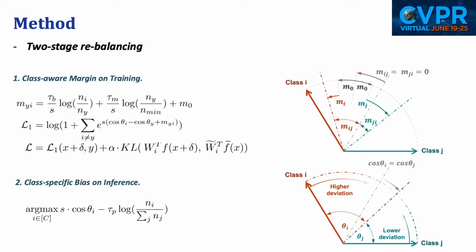Except for the classifier, we design a 2-stage rebalancing strategy. At training time, we design a class-aware and pair-aware margin, and we also include a regularization term following TRADES. At inference time, we adopt a class-specific bias to further address the larger feature deviation for tail classes. Please refer to our paper for more detailed deductions.